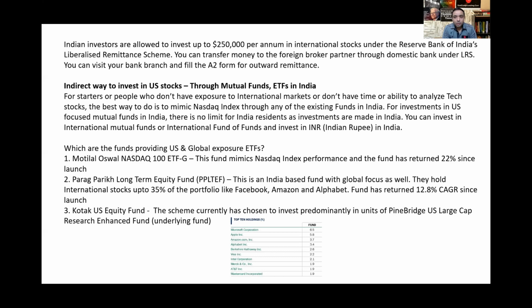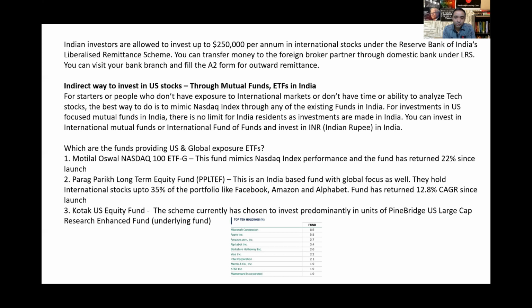This is a pretty solid fund. This scheme has currently chosen to invest predominantly in units of the PineBridge US Large Cap Research Enhanced Fund. That's an underlying fund. Although it says large cap US funds, their holdings are pretty strong in the top 10. Look at that fund exposure.